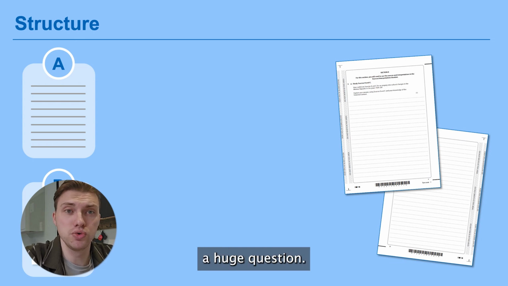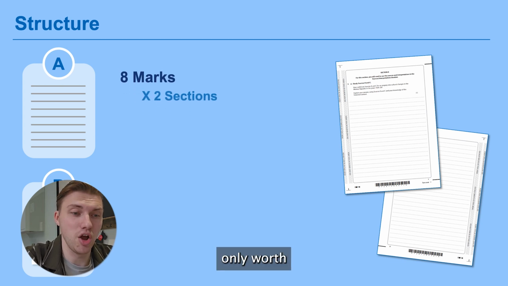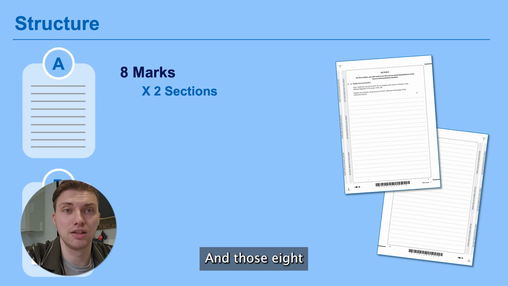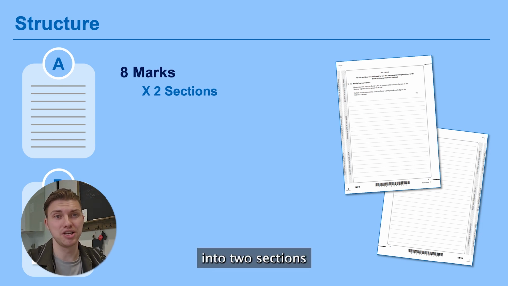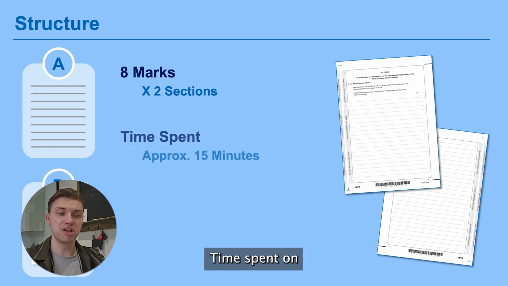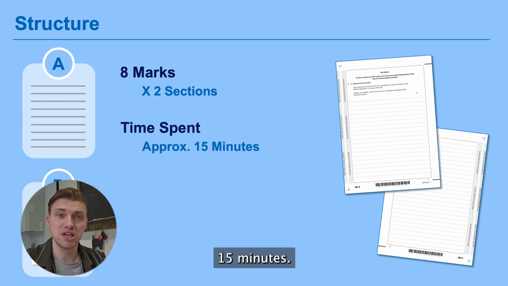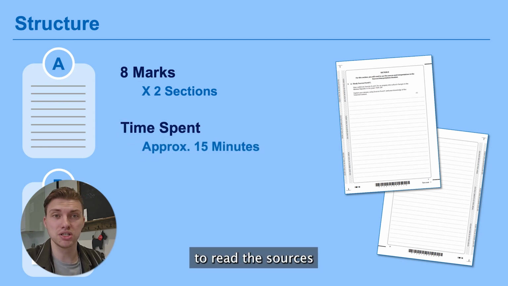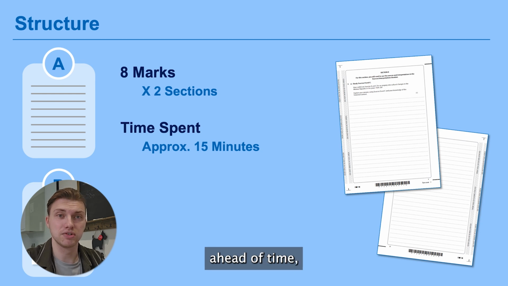It's not a huge question. It's actually only worth 8 marks. And those 8 marks, really, you can split into 2 sections, source A and source B. Time spent on this is approximately 15 minutes. That gives you time to read the sources, to maybe jot down a little plan ahead of time, and then to write your response.